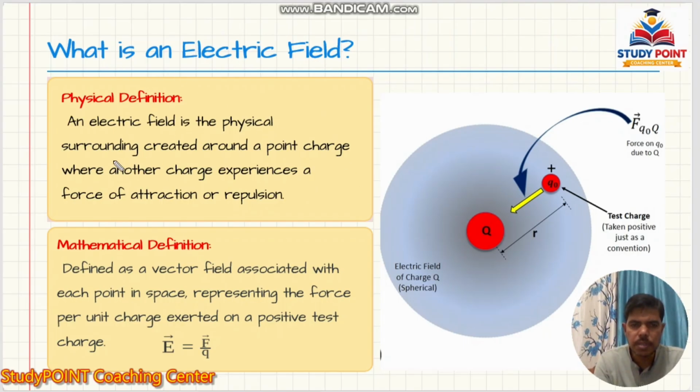An electric field is the physical surrounding created around a point charge. It is a physical surrounding created around these point charges where another charge, this one is another charge, experiences a force of attraction or repulsion. Mathematically, it is defined as a vector field associated with each point in space representing the force per unit charge exerted on a positive test charge, that is E equal to F upon Q. This is the main formula of the electric field, right?